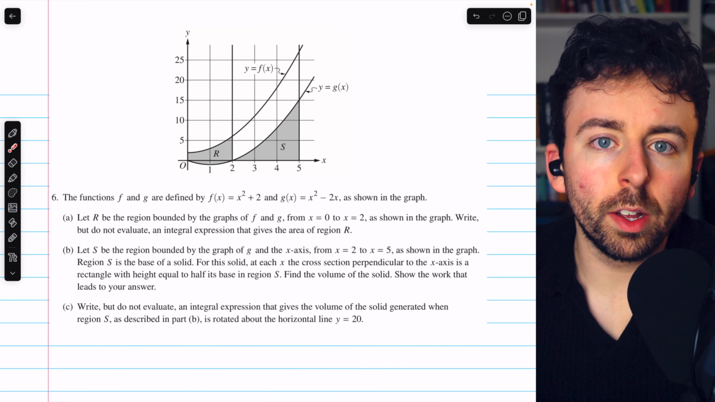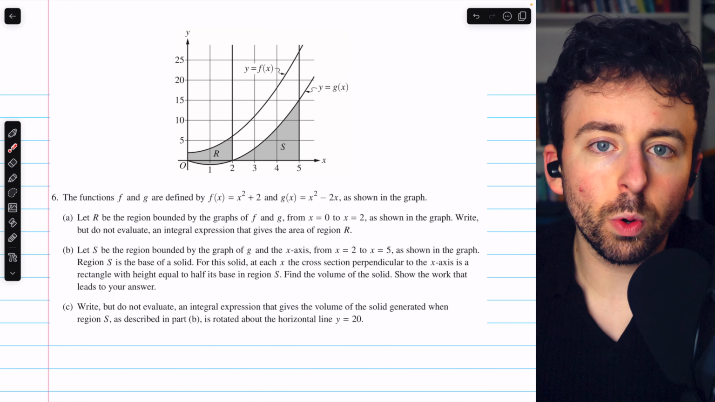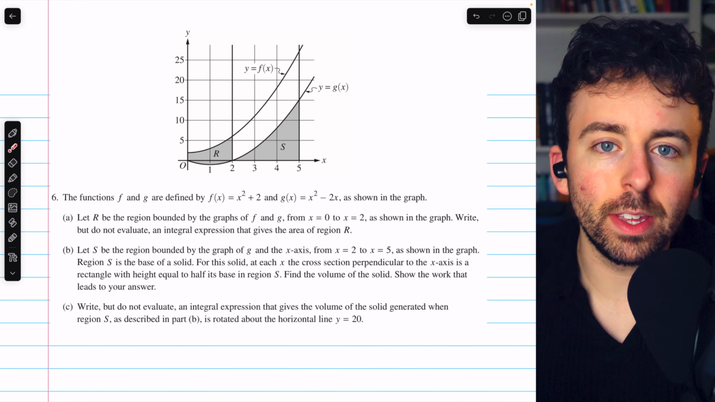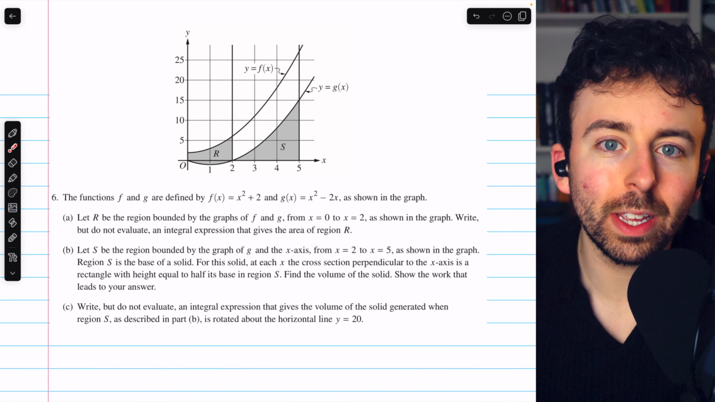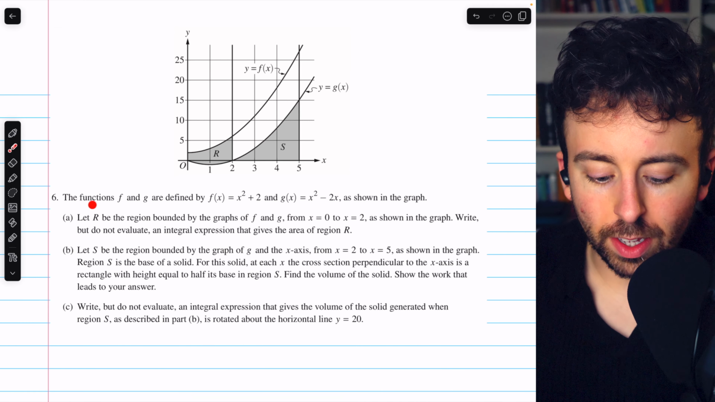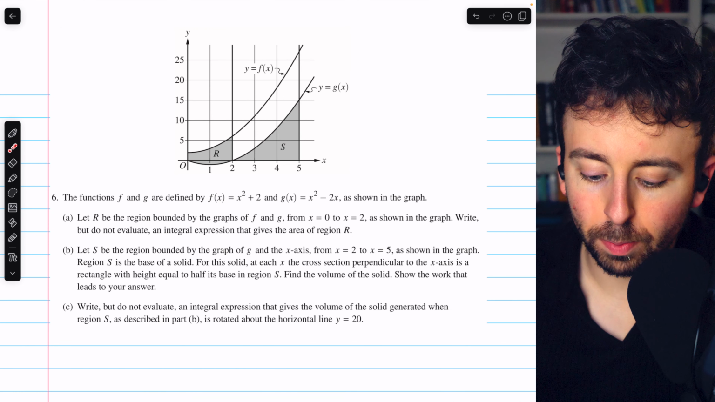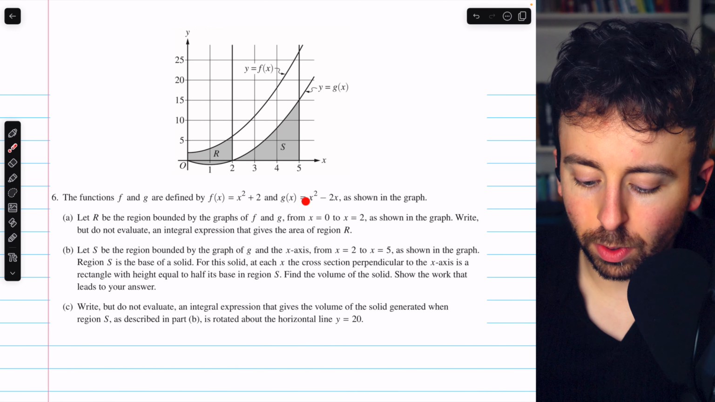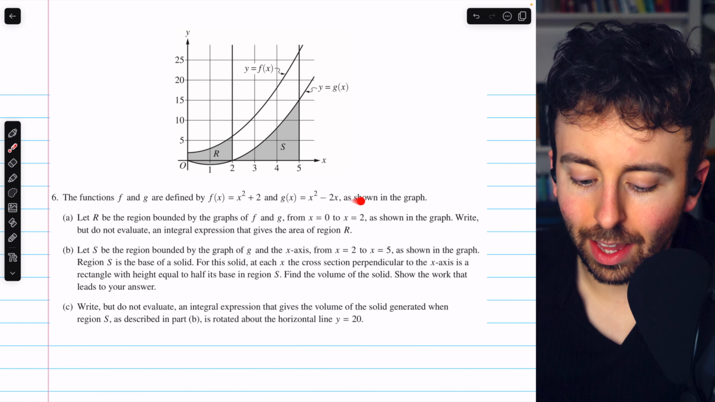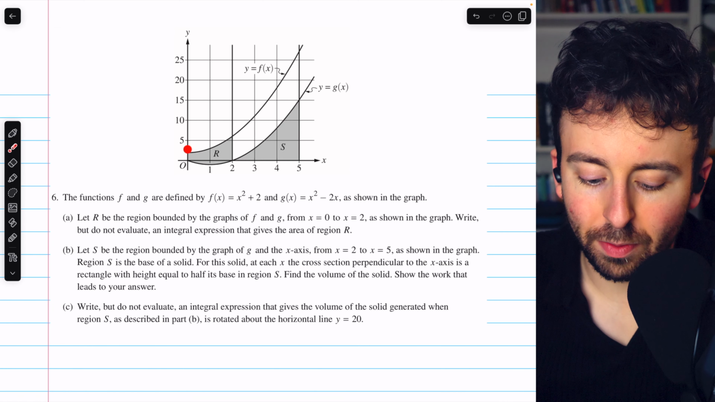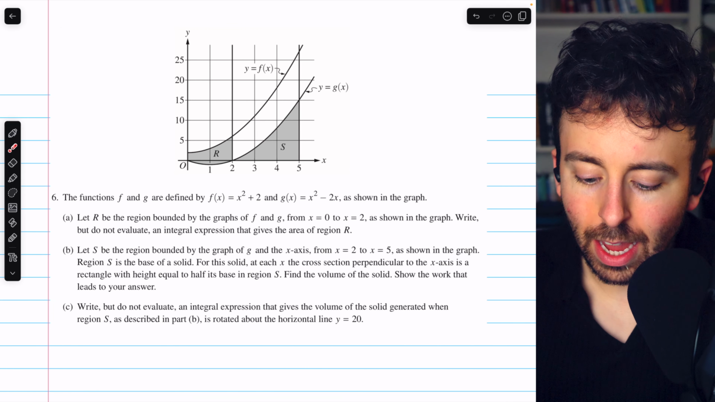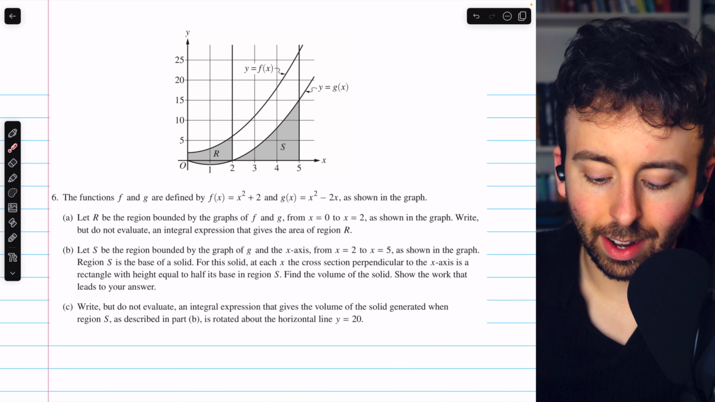This is free response question 6 from the 2024 AP Calc AB exam. It's part of the No Calculator section. The functions f and g are defined by f of x equals x squared plus 2 and g of x equals x squared minus 2x, as shown in the graph. So there's f of x, that's x squared plus 2, and there is g of x, that's x squared minus 2x.